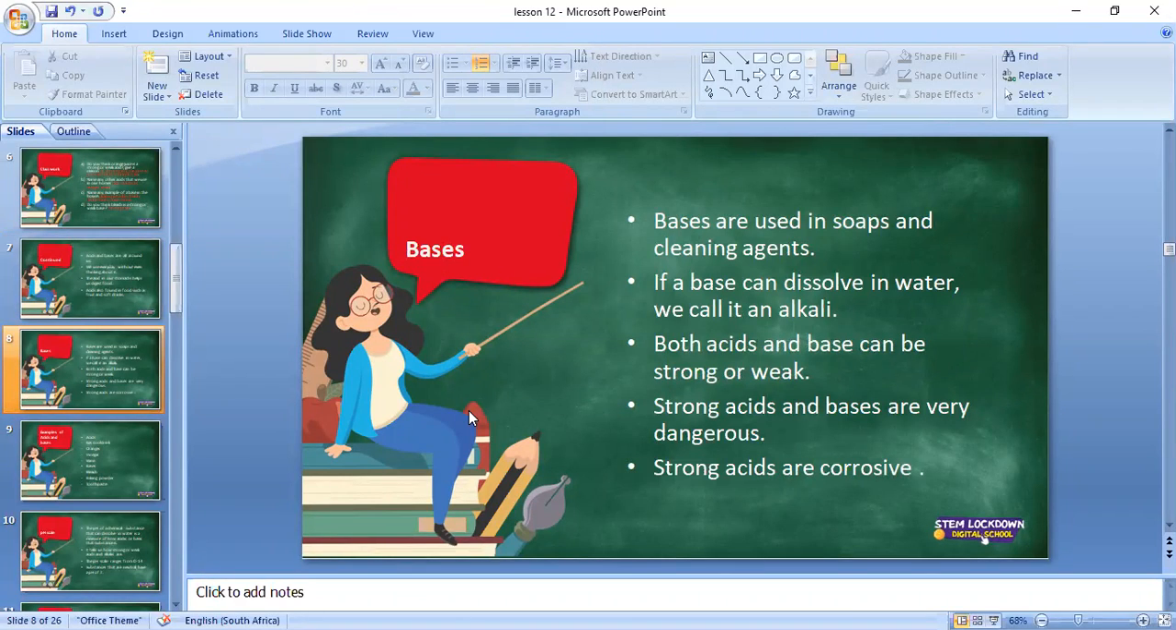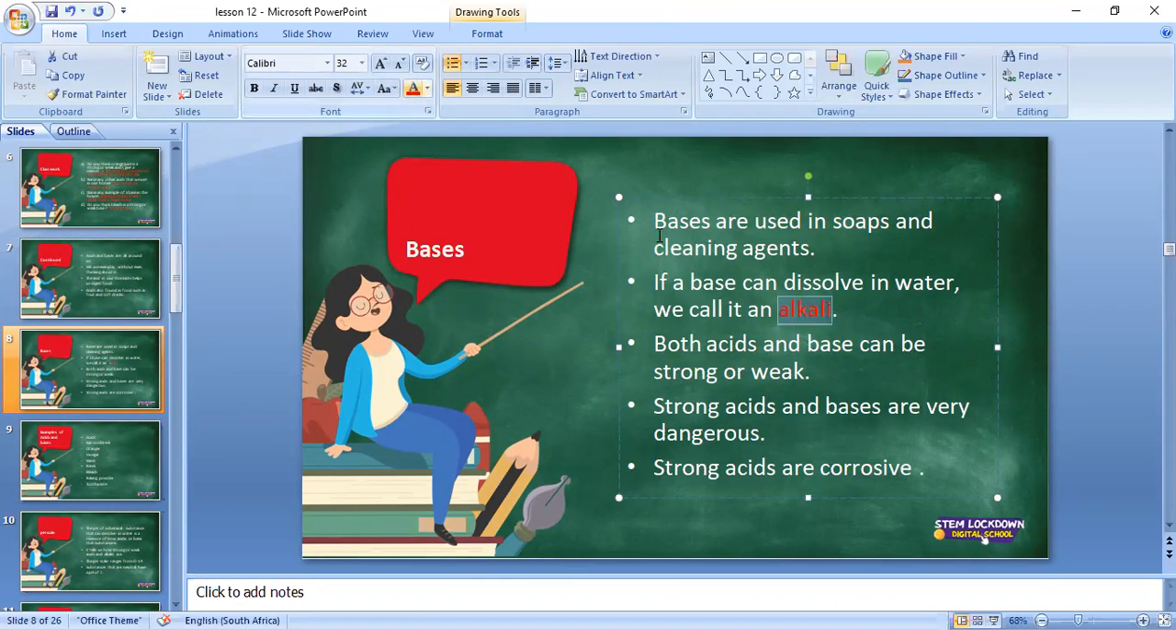Bases are used in soaps and cleaning agents. And if a base can dissolve in water, we call it an alkali. So if you are asked what is an alkali, you say an alkali is a base that can dissolve in water. Are we clear?